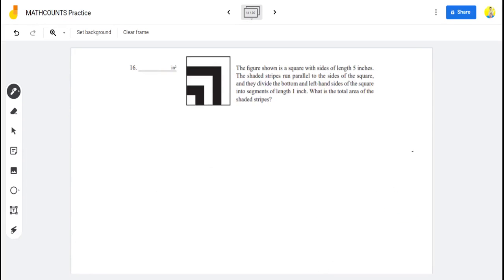On to problem 16. The figure shown is a square with sides of length 5 inches. The shaded strips run parallel to the sides of the square, and divide the bottom and left sides of the square into segments of length 1 inch. What is the total area of the shaded stripes?